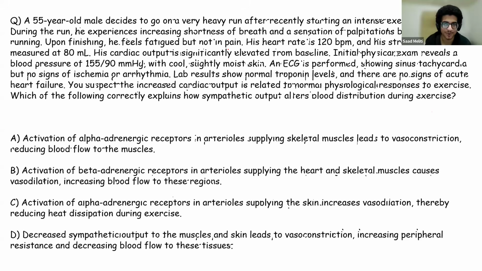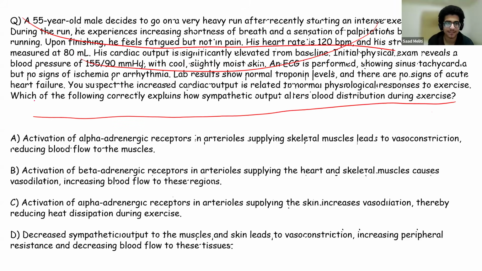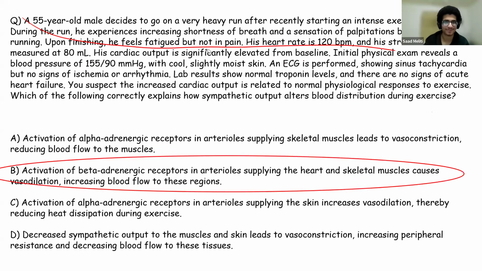Yes, often I should have deleted this question, but everything here is not important. The only important part is this last sentence: which of the following correctly explains how sympathetic output alters blood distribution? I do believe the answer is B. Let's find out. It is B. Can anyone explain why it's B?